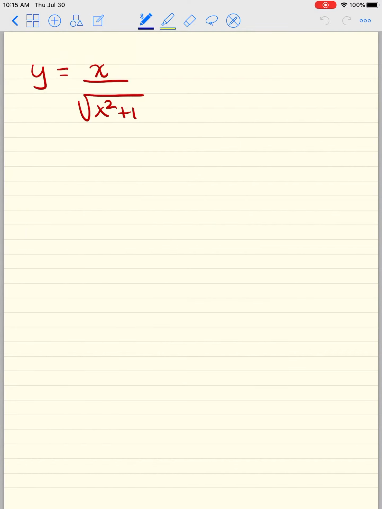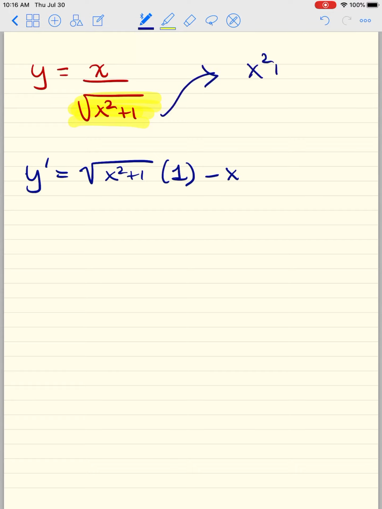Third one. The third question is a quotient rule. Now I don't have a monomial in the denominator, so I must use the quotient rule. Some people may say, can I use the chain rule? But I wouldn't recommend the chain rule for this. So what does the quotient rule say? It says keep the bottom, derivative of the top. The derivative of x is just 1. Minus keep the top, the derivative of the bottom. Now I'm going to show you what the bottom part looks like.